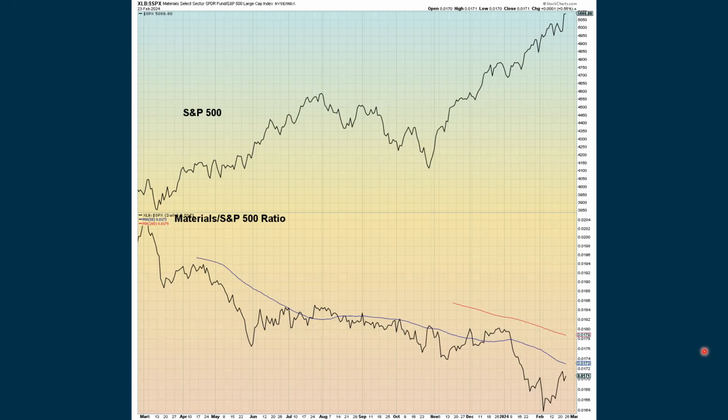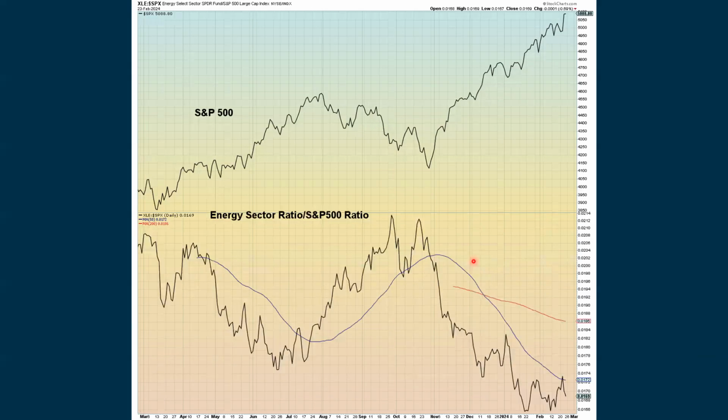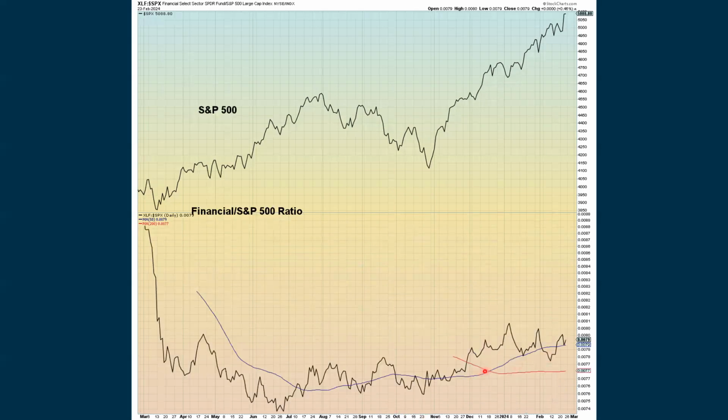One of them is the materials, and we do a ratio between what the materials are doing by themselves and the S&P 500, and we compare that with each other, and we can see here that the materials are underperforming and are in a downtrend. Communication is falling back a little bit, but still in an uptrend. It's been one of the stronger areas over the last couple of years. Energy has really been underperforming and is in a downtrend compared to the S&P. The financials are still in an uptrend.